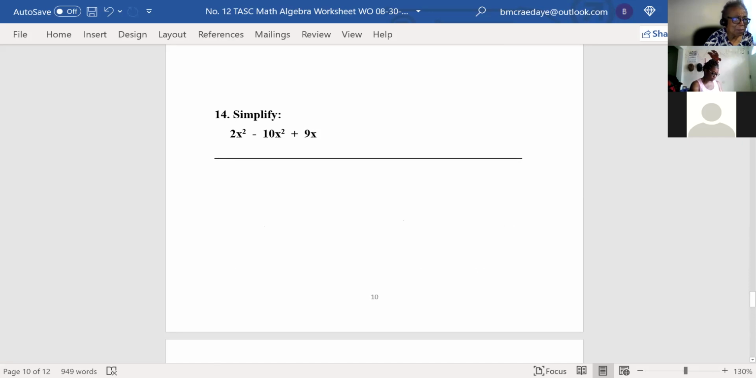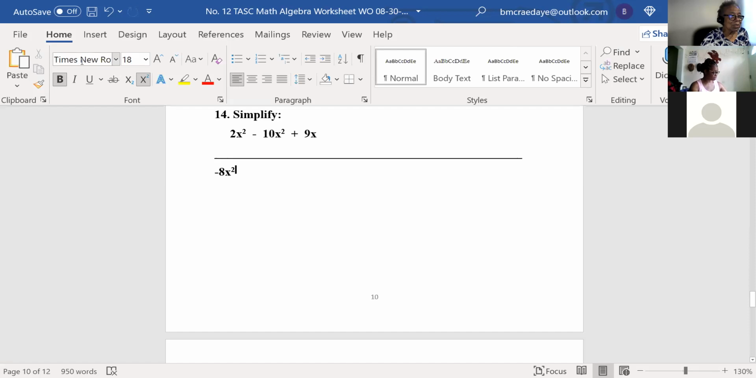Yeah, because to simplify means just combine the like terms. So a 2x squared and a minus 10x squared will give you what? A minus x squared. That's right. So that would be a minus 8x squared. Because you combine the x squares, a 2x squared and a minus 10x squared, subtract, and the sign is negative because you have more negative than positive.